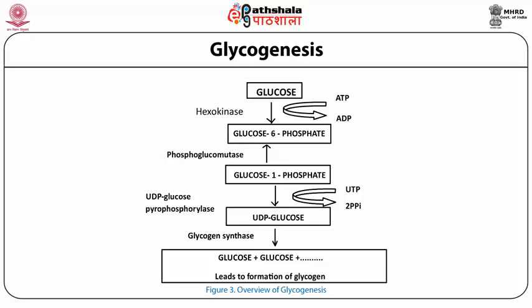Now, glucose 1-phosphate is irreversibly converted into UDP-glucose. UTP is converted into UDP, and this UDP is combined with glucose, releasing a pyrophosphate molecule, and this reaction is catalyzed by the UDP-glucose pyrophosphorylase enzyme. Now, this UDP-glucose is used for the synthesis of glycogen, and at the end of addition of many molecules of UDP-glucose, it leads to the formation of glycogen.